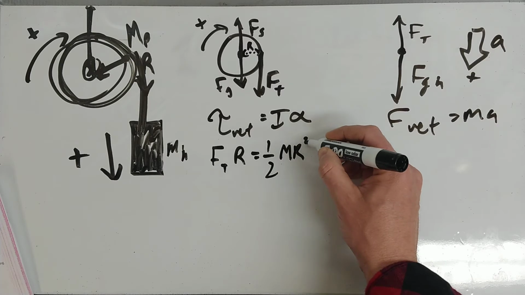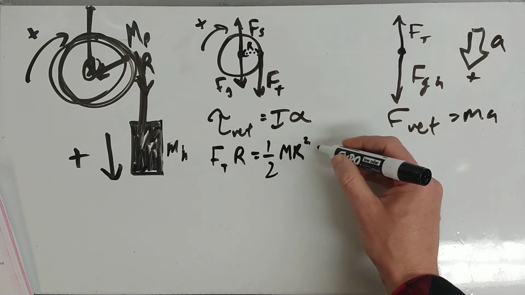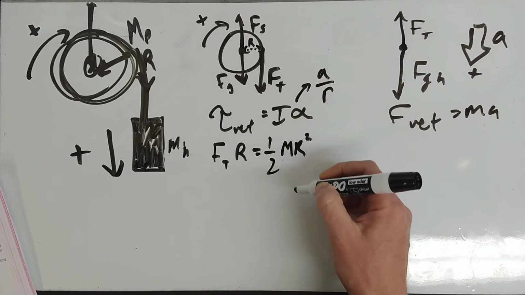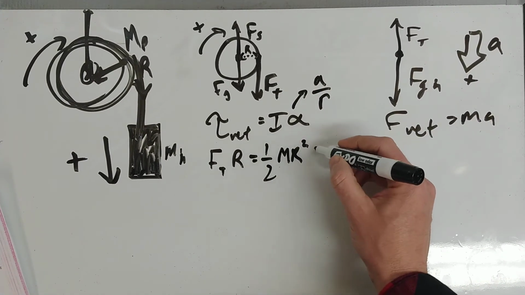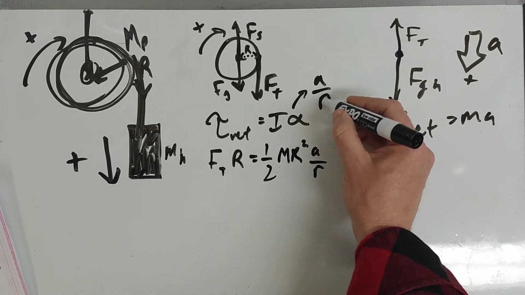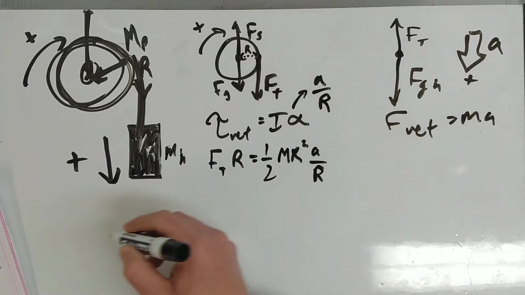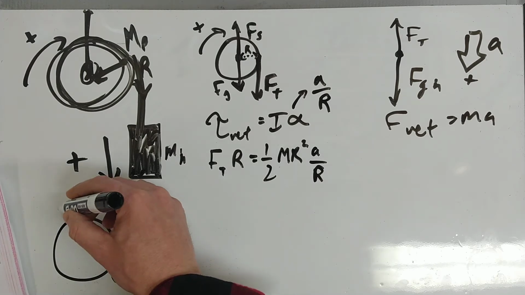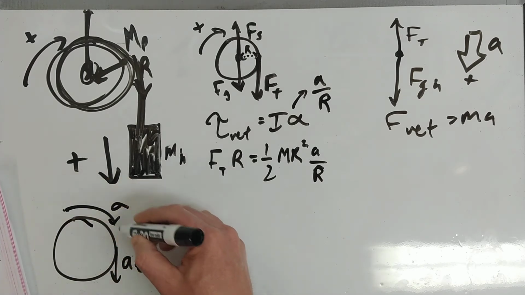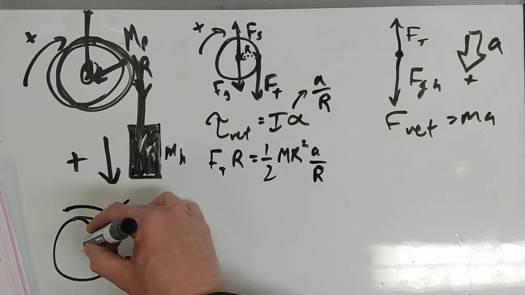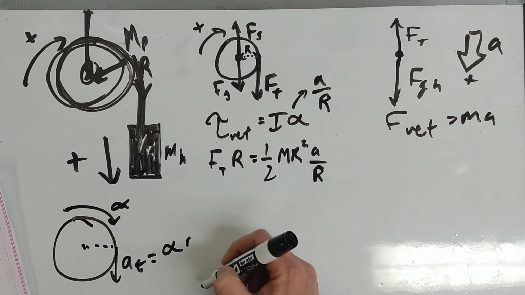1/2 mr squared is the moment of inertia for the pulley. And alpha, we've done this a few times now in the videos, is A over r. And this r is the same as our capital R. Remember, when something's rotating, if it's got an alpha, the tangential acceleration is equal to the alpha multiplied by however far you are away from this.